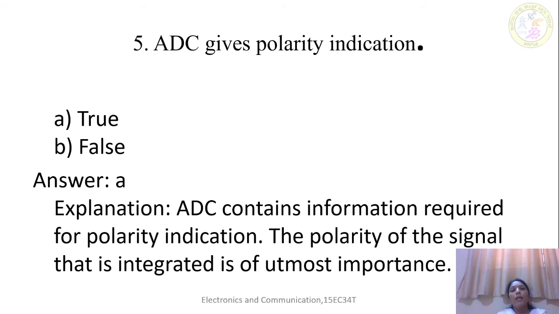Next question is, ADC gives polarity indication, true or false? Answer is true. ADC contains information required for polarity indication. The polarity of the signal that is integrated is very important. Hence, ADC gives polarity indication. Yes, it is true.